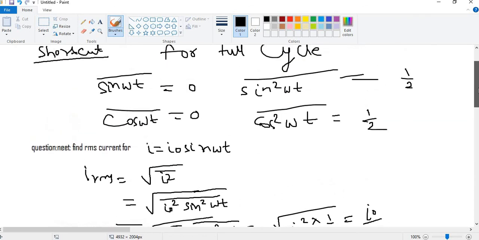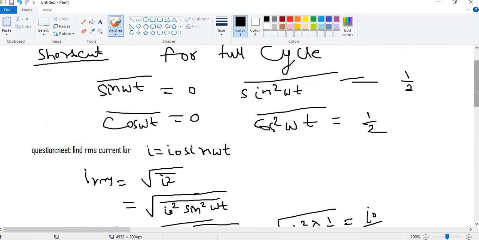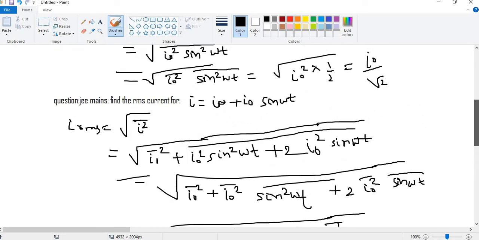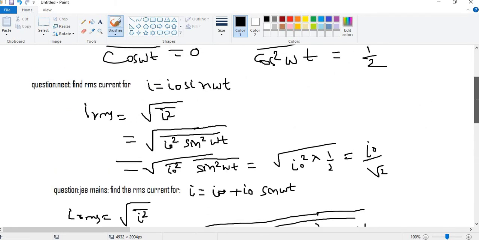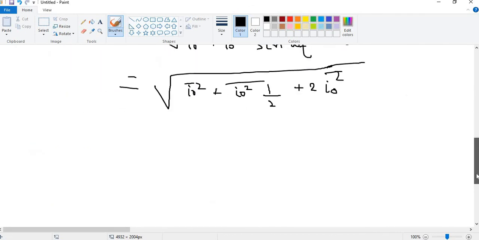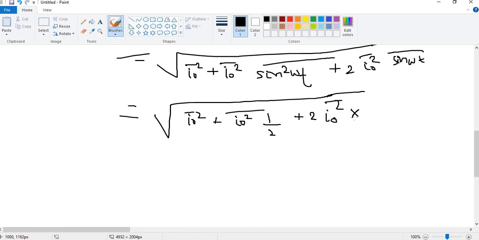I have given one shortcut. The mean of sin squared omega t is nothing but 1 by 2. So we directly put the value 1 by 2 here, and it is 2 I0 squared with the mean, and then we have sin omega t. What is the shortcut I have given? The mean of sin omega t is nothing but 0. Sin omega t mean is 0, so this term goes to 0 and is cancelled.